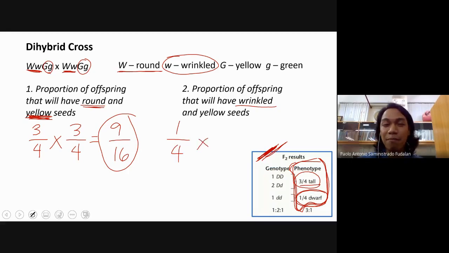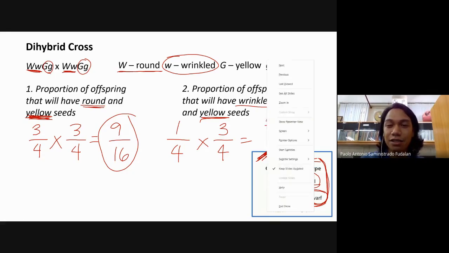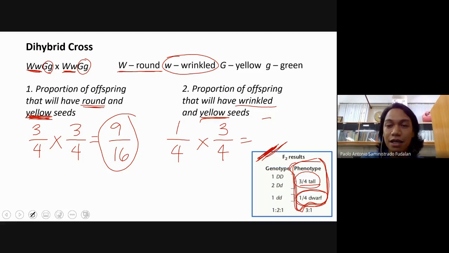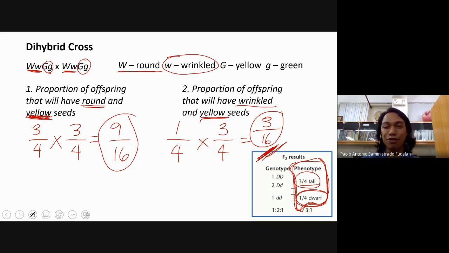And then the partner is wrinkled and yellow seeds. So yellow is dominant though. So you go back to your table. If you remember, that's actually 3/4 of the time. So if we multiply these, we arrive at 3 out of 16. And this was also the answer a while ago. So you were both correct. All right. So that's one technique that I am using in order to answer these problems.